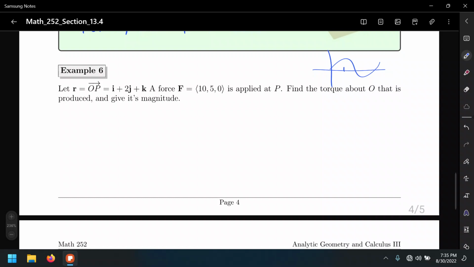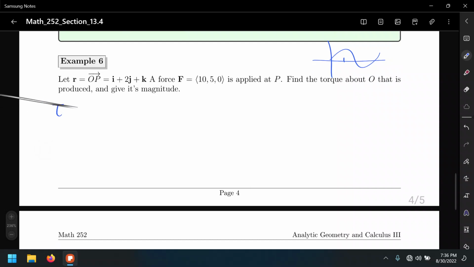Number one, we have R, which is the vector OP described by i plus 2j plus k, and a force F of 10, 5, 0 in vector form. In this case, we're not even going to care about the angle, but we will in the next example. So let's do one example in which they're asking us to find the torque about the point O and find its magnitude. Okay, so tau, which is the cross product between R and F, that's the determinant of i, j, and k, then 1, 2, 1, that's the vector R, those are the components, and 10, 5, 0.